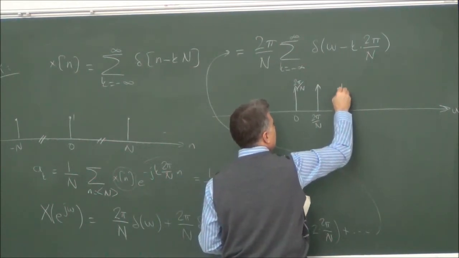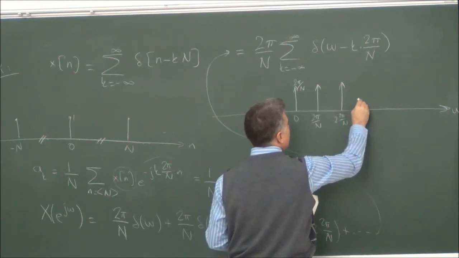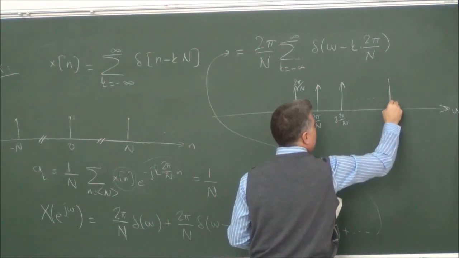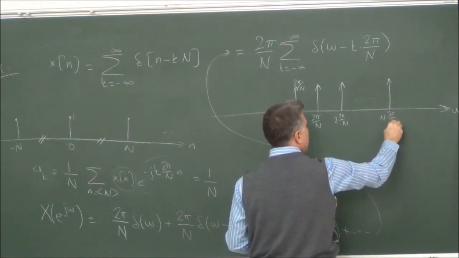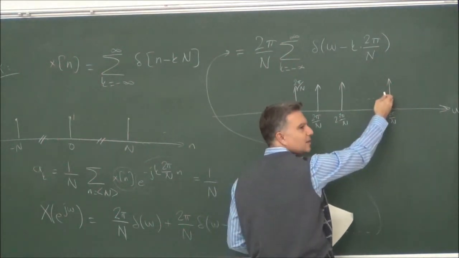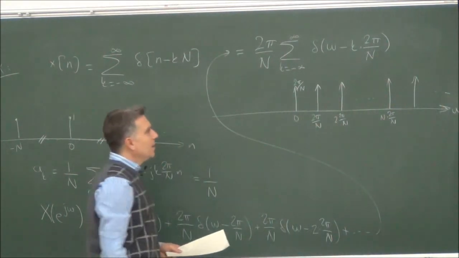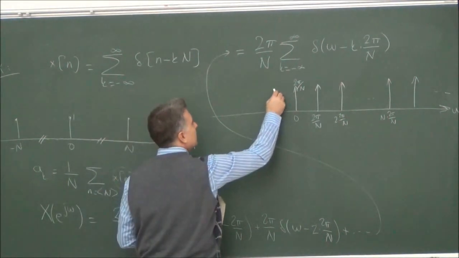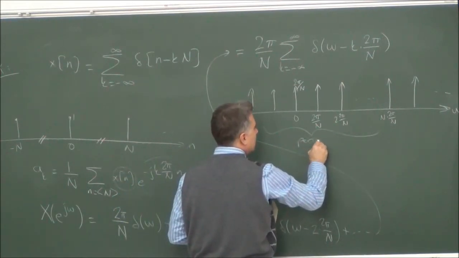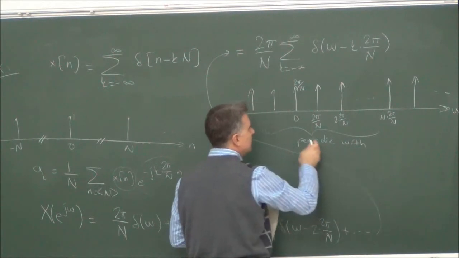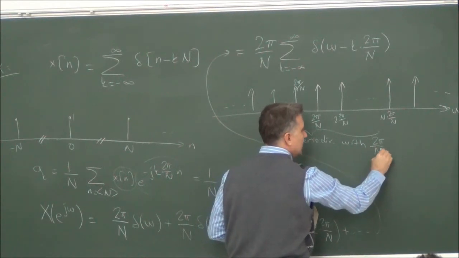At twice of it, we have another impulse, etc. And finally, at N times 2 pi over capital N, which is 2 pi, we are meeting the same impulse, and the impulses just continue. So these impulses are periodic with a period. What is the period? What's the width between two impulses? It is 2 pi over capital N. It's periodic with this.